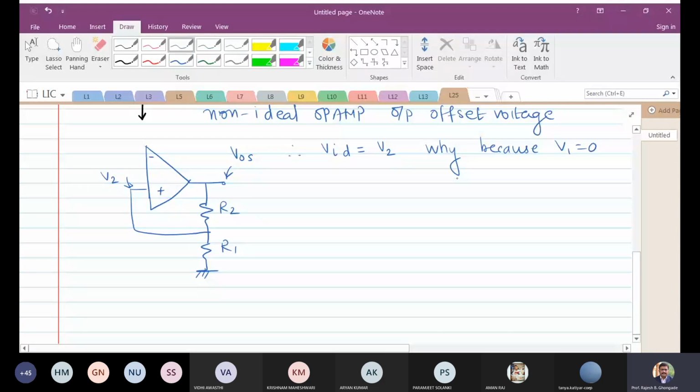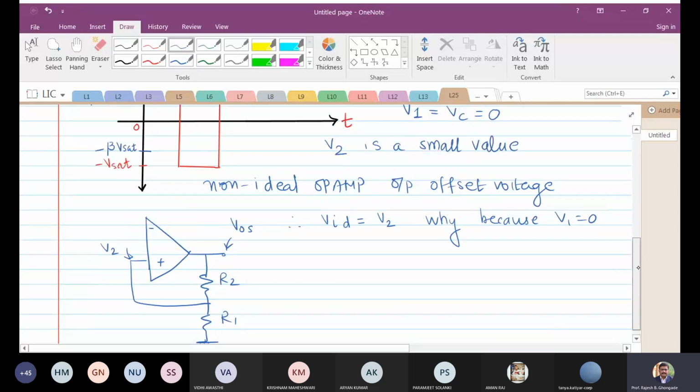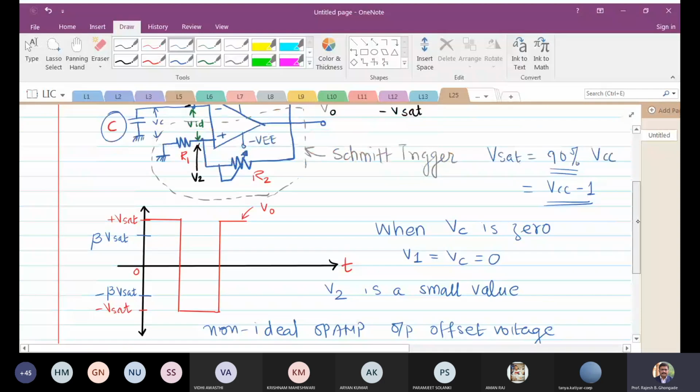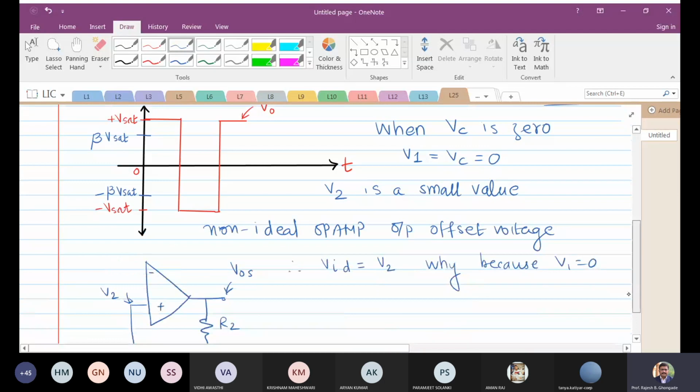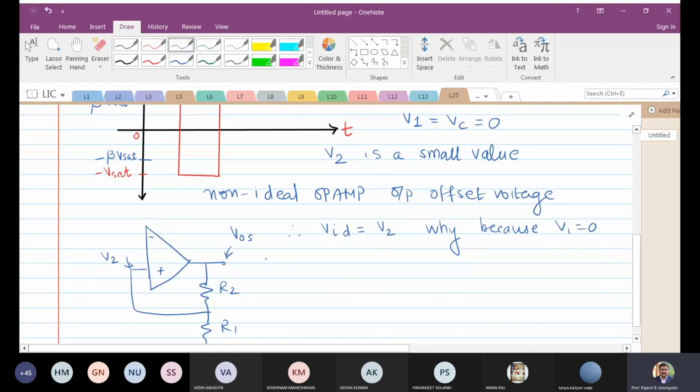So although this V2 is small, it will start driving the operational amplifier into saturation. We already know that a very small value is sufficient for that. So V2 is non-zero, V1 is 0, so there will be some voltage VID. What is the polarity of VID? If you call VID as V2 minus V1, it is equal to V2, which is a positive value.